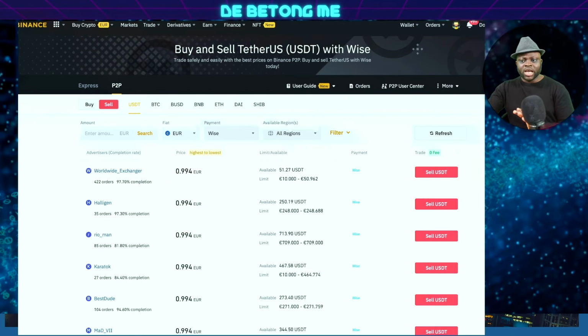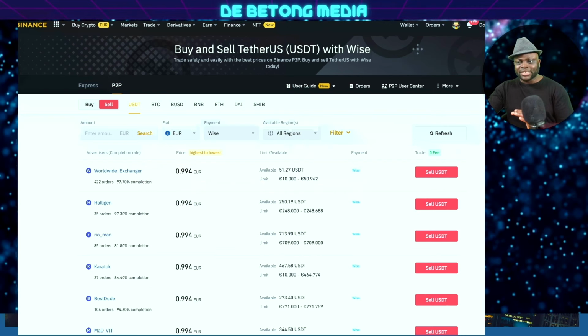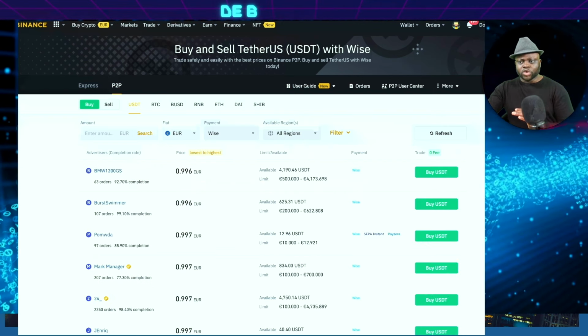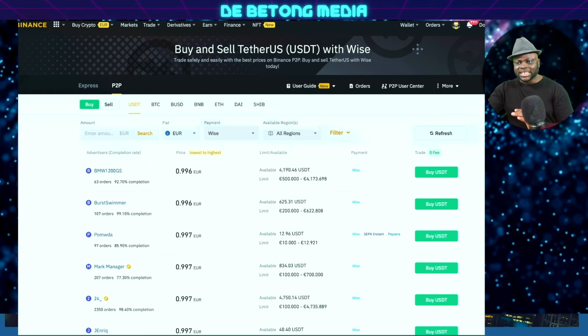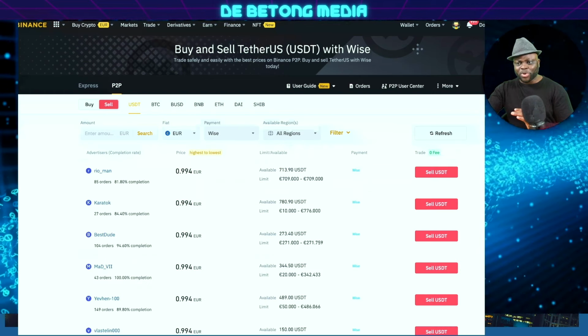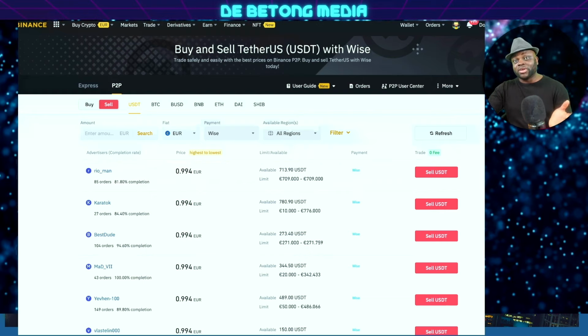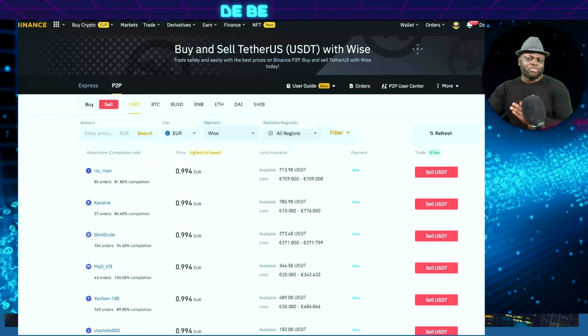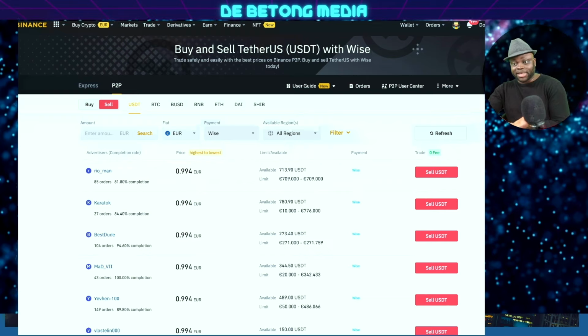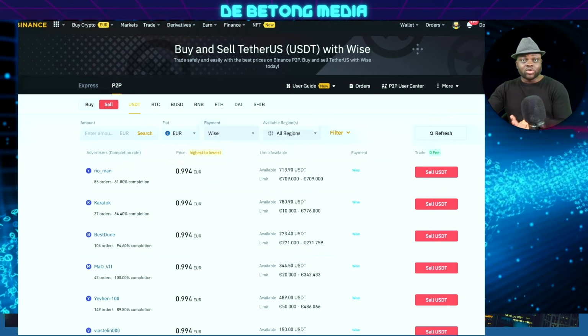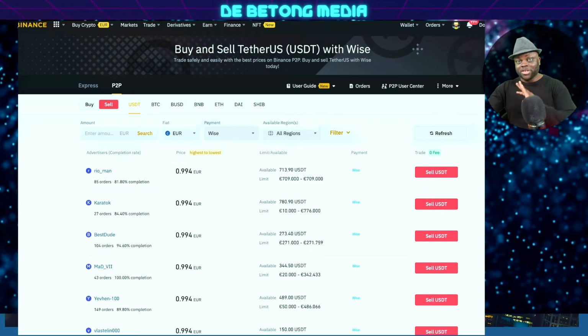So if you are buying at 0.996 and you want to sell at 0.994, guys, this is nothing. You're going to be losing money, right? So you don't want to perform these trades on Wise, because if you perform this trade on Wise, you're going to lose money, and you don't want to do that, right?